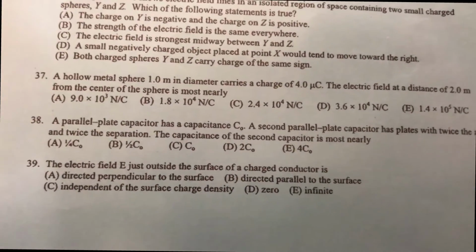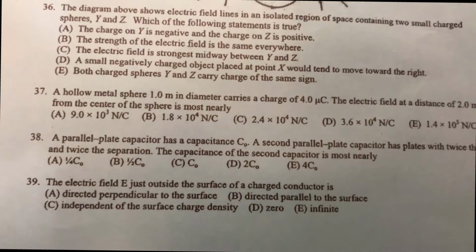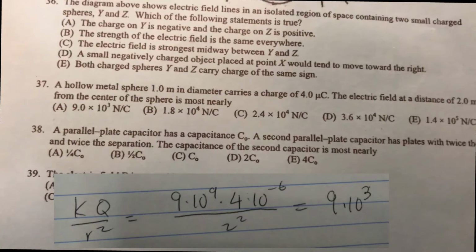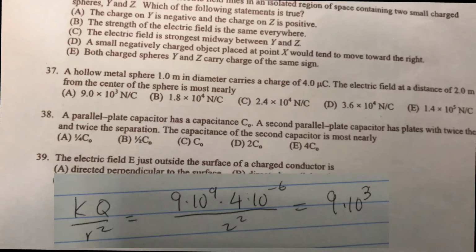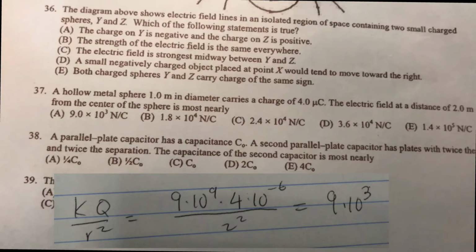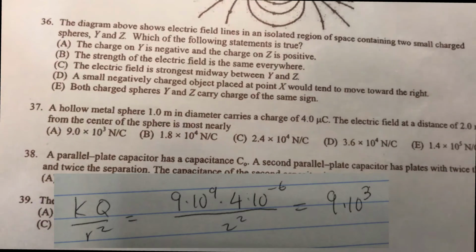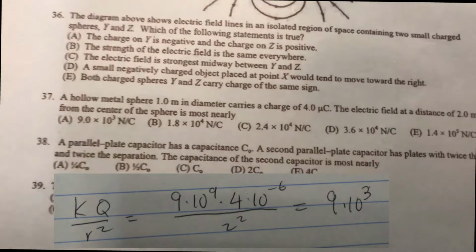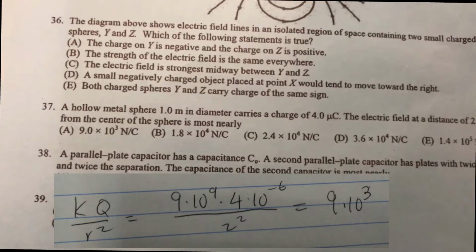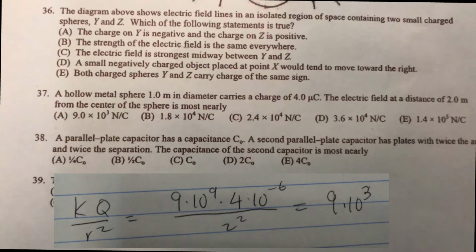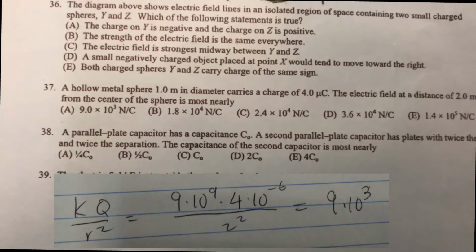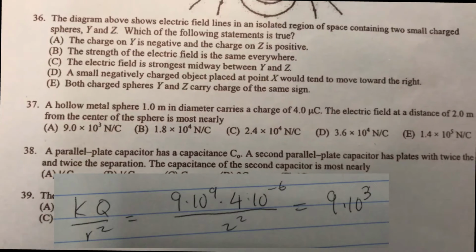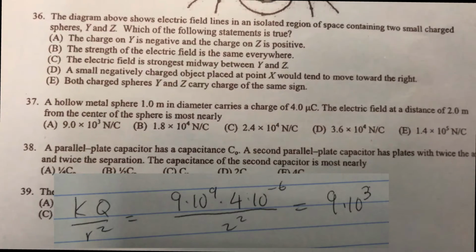Okay, so a hollow metal sphere, 1 meter in diameter, carries a charge of 4 microcoulombs. The electric field at a distance of 2 meters? Well, you can just use kq over r squared. So your k is 9 times 10 to the 9, q is 4 times 10 to the negative 6, and then your r is just 2 squared, and you end up with the answer A.